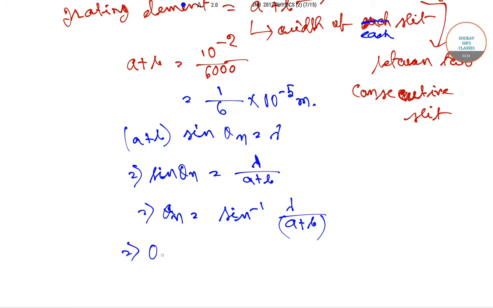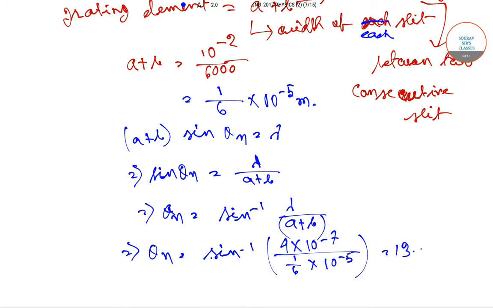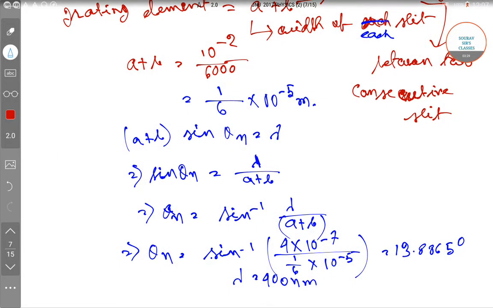So theta n is equal to sin inverse of lambda, and for 400 nanometer, this is 4 into 10 to the power minus 7 divided by 1 by 6 into 10 to the power minus 5. This equals 13.8865 degree. This is the theta for lambda equals 400 nanometer.